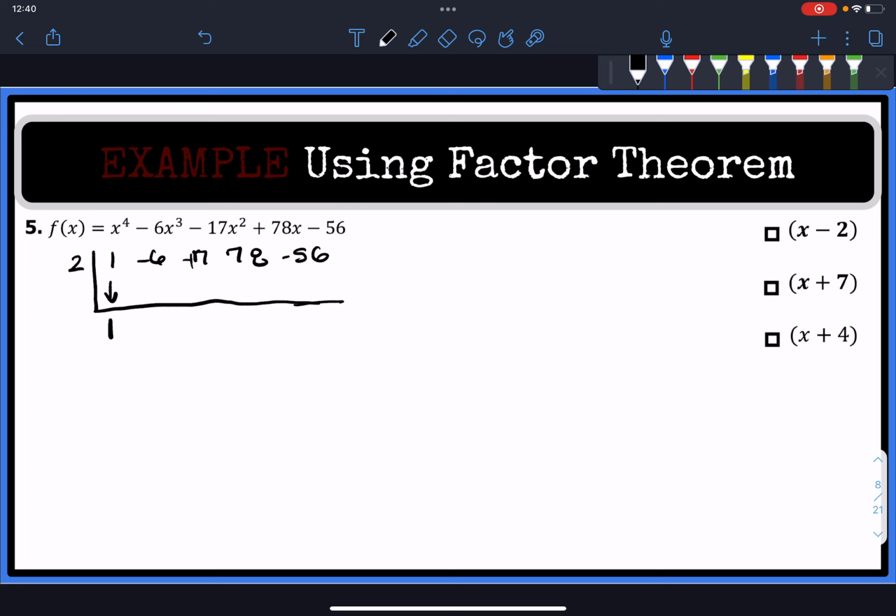So 2, negative 4, negative 8, negative 25, negative 50, positive 28, positive 56, which is equal to 0. So that means that this is in fact a factor. So this one is a factor.